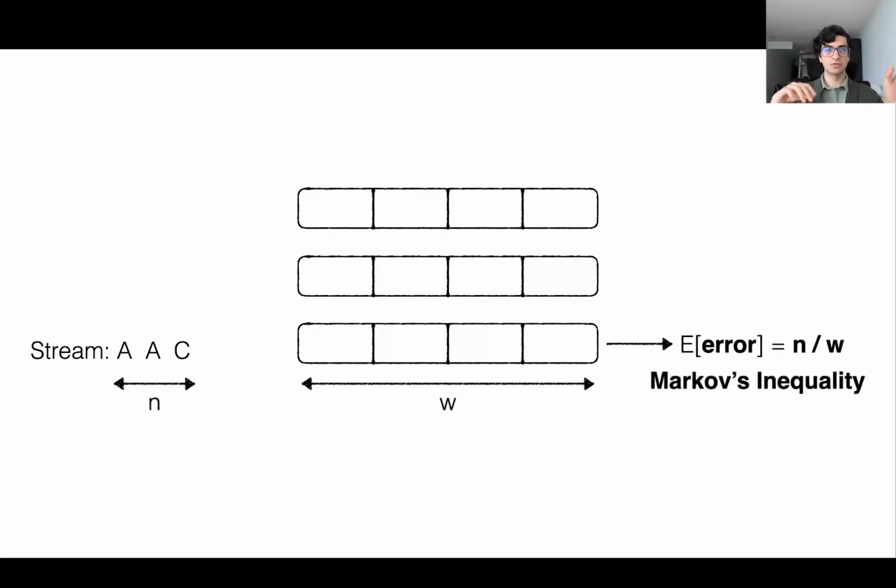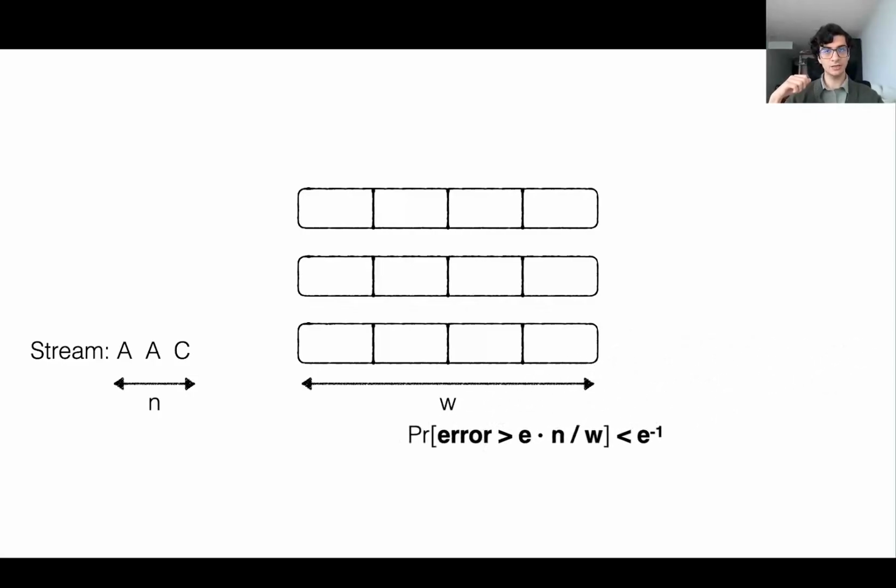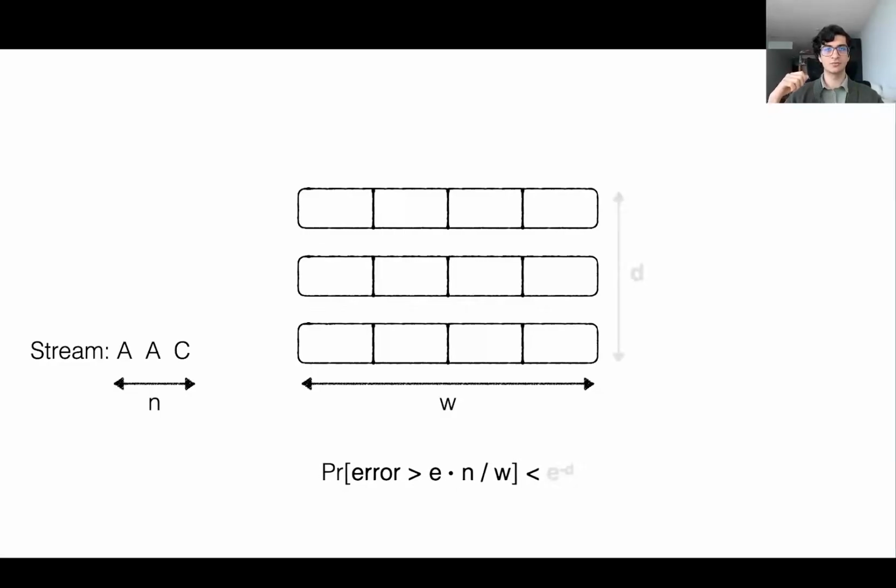By applying Markov's inequality to this expectation, we can show that the probability that the error within this single array exceeds this threshold times Euler's number e is at most e to the negative 1. And, well, since we have, let's say, d independent arrays, the probability that the minimum estimate exceeds this error bound actually becomes e to the negative d. So the probability goes down exponentially with the number of arrays that we use.